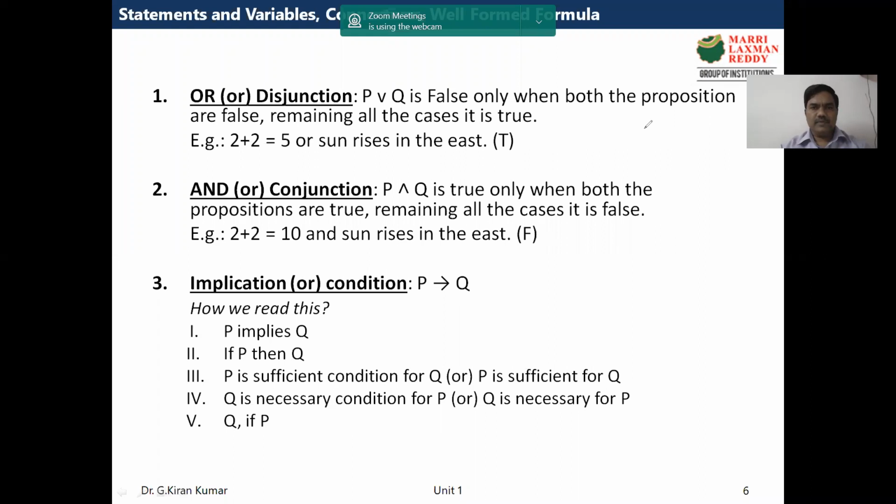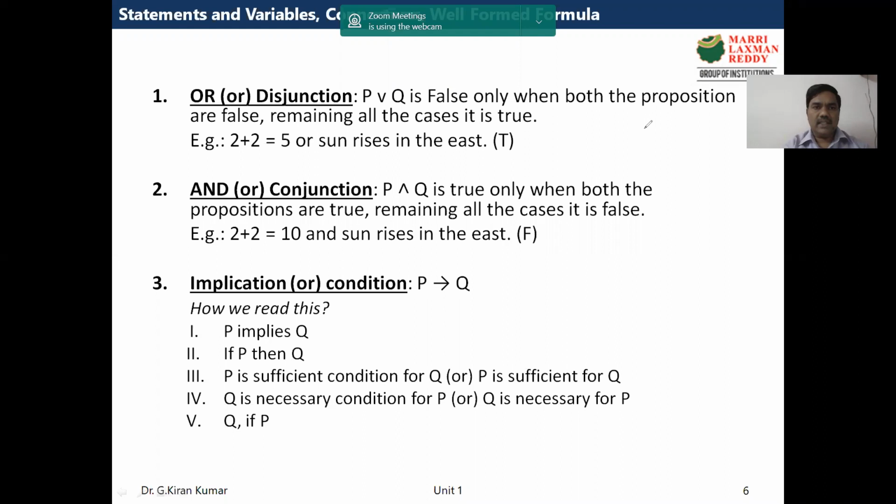So in the last video, we discussed different connectives and how they work. The different connectives are and, or, not, implies, bi-implies, exclusive or, NAND and NOR. Now let us see some examples regarding all these connectives.